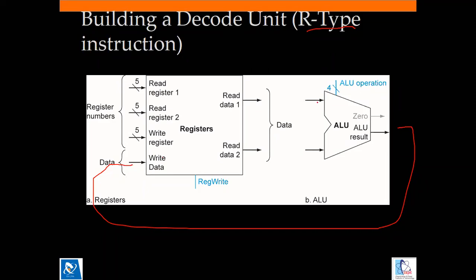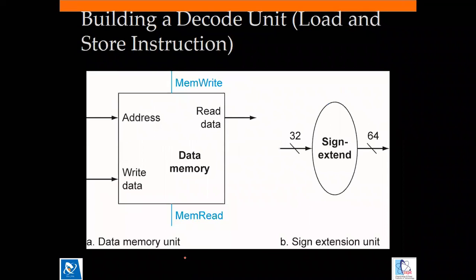Obviously, once the control unit gets the idea of what operation it is supposed to perform, the processor control unit will provide the 4-bit signals over here, so the appropriate ALU circuit would be activated in this case. So this is all about the decode unit. I'm moving to the next one: for the load and store instruction, how will my decode unit look?